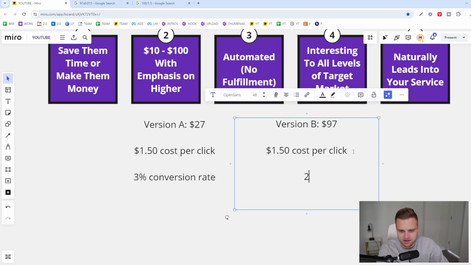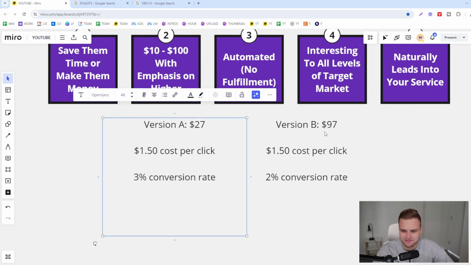And then here, a 2% conversion rate. It would never be half in my experience, but it will be a bit less just because $97 is different than $27. But this is like a 33% decrease, right? That's not nothing. That's sizable, but it will never just be linear. This is roughly 3.5 times the price, but it's not going to be 3.5 times worse conversion rate. It just doesn't work like that.